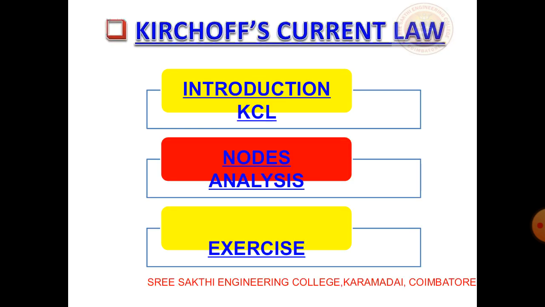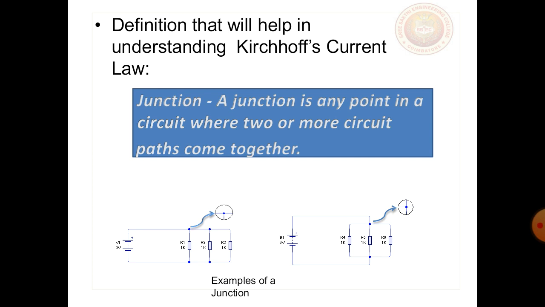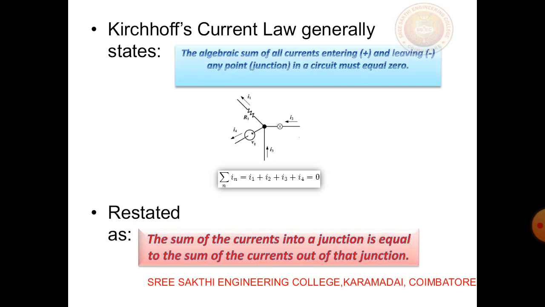Next, Kirchhoff's current law. For Kirchhoff's current law, we have to apply nodal analysis. The other things are common. A junction is any point in a circuit where two or more circuit paths meet together. The way we apply Kirchhoff's current law is that the algebraic sum of all currents entering and leaving any junction is equal to 0. Sometimes current may enter a junction or sometimes current may leave a junction, so the algebraic sum of all currents is equal to 0. That is your Kirchhoff's current law.